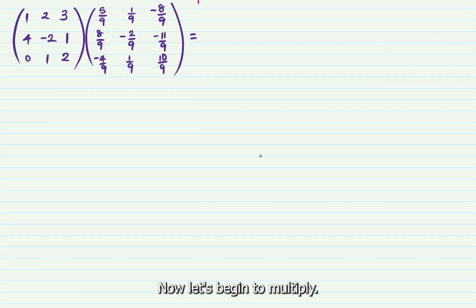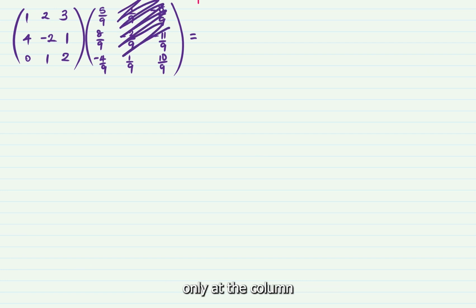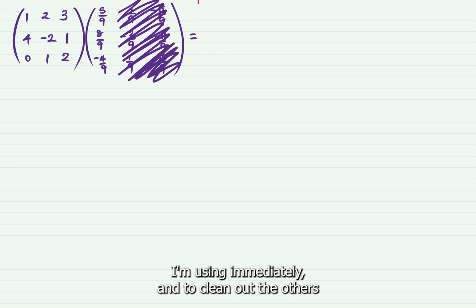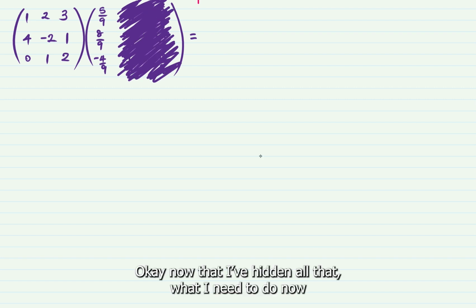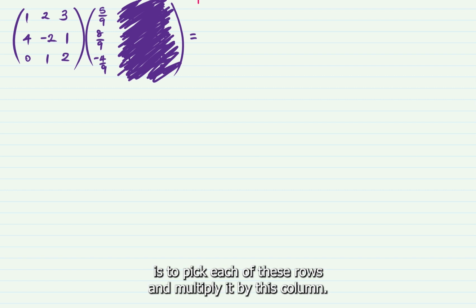Okay, now let's begin to multiply. In doing this, I like to take a look only at the column I'm using immediately and to clean out the others so that it does not disturb what I'm explaining. Okay, now that I've hidden all that, what I need to do now is to pick each of these rows and multiply it by this column.